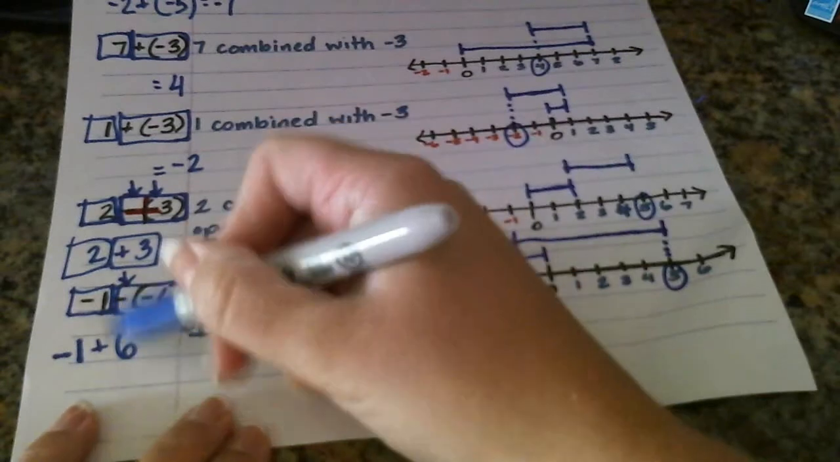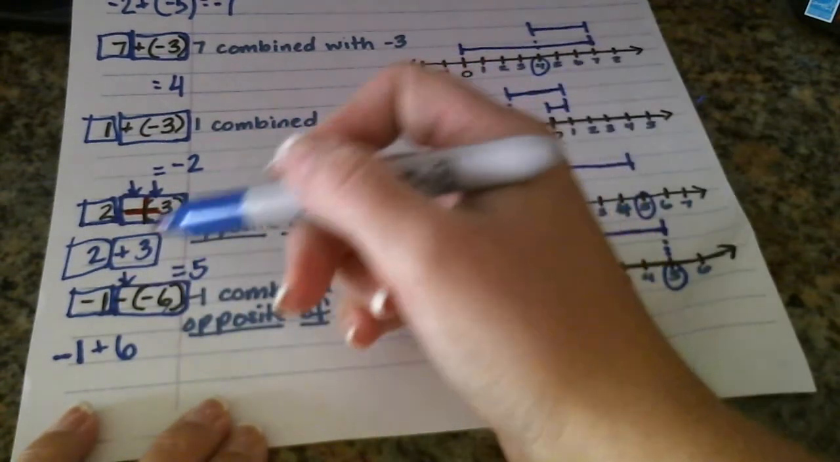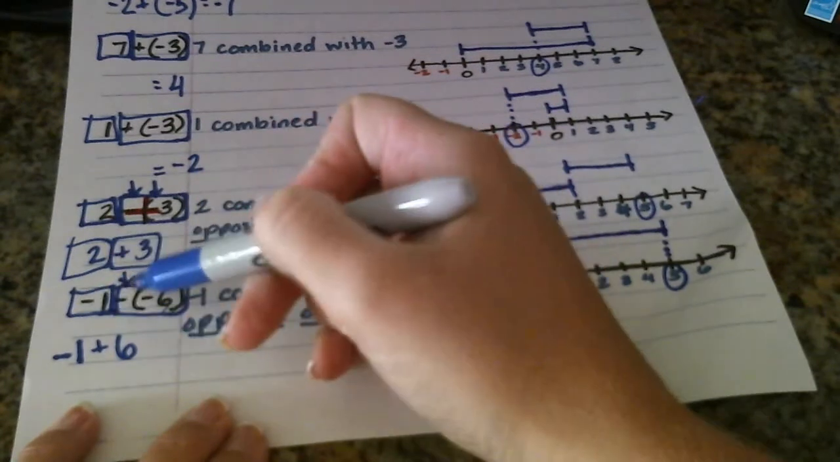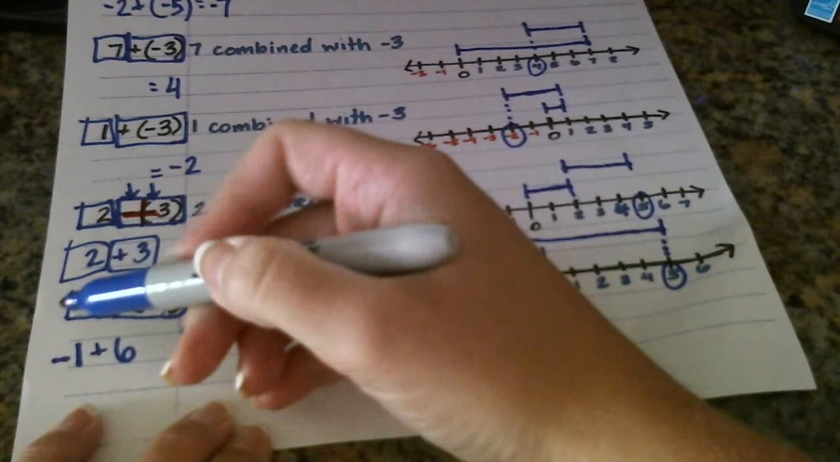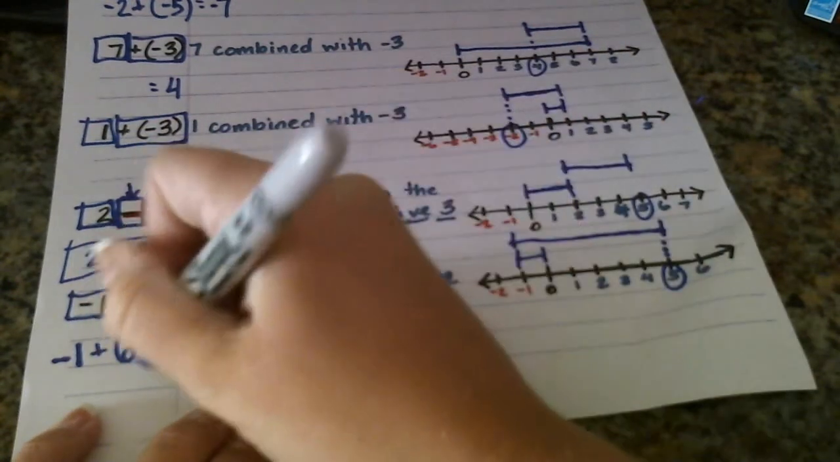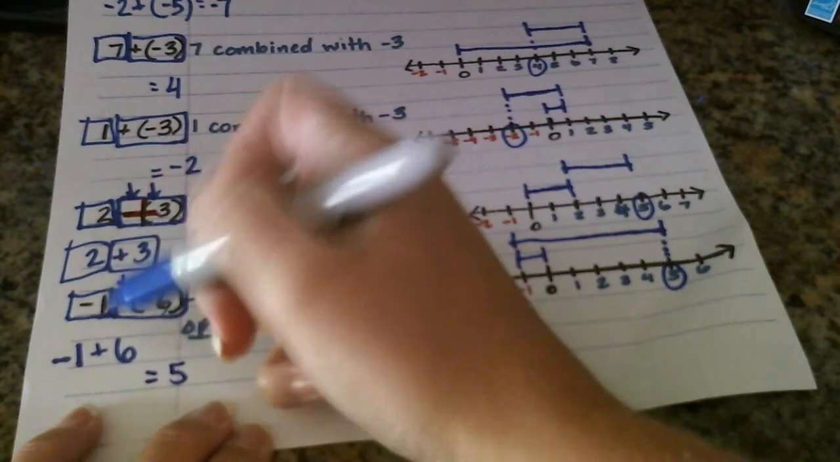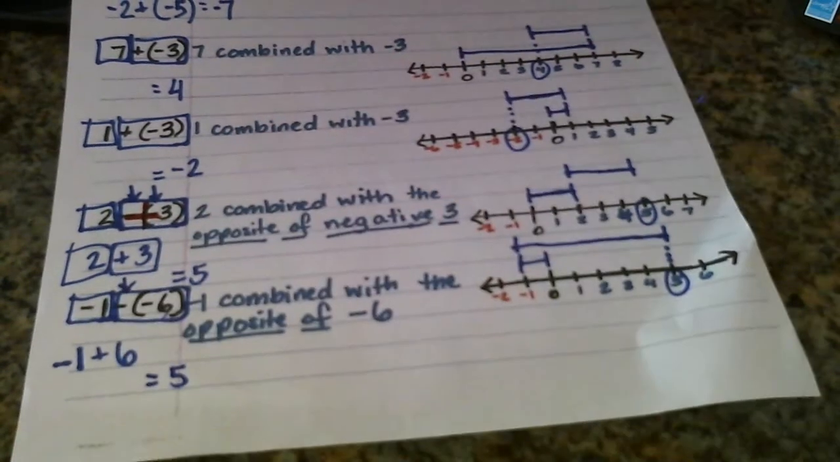So either of these expressions, negative 1 minus a negative 6, or you could read it as negative 1 combined with the opposite of a negative 6, or last but not least, negative 1 combined with a positive 6. It's all going to equal 5, because this expression is the same thing as this expression. It just looks a little different.